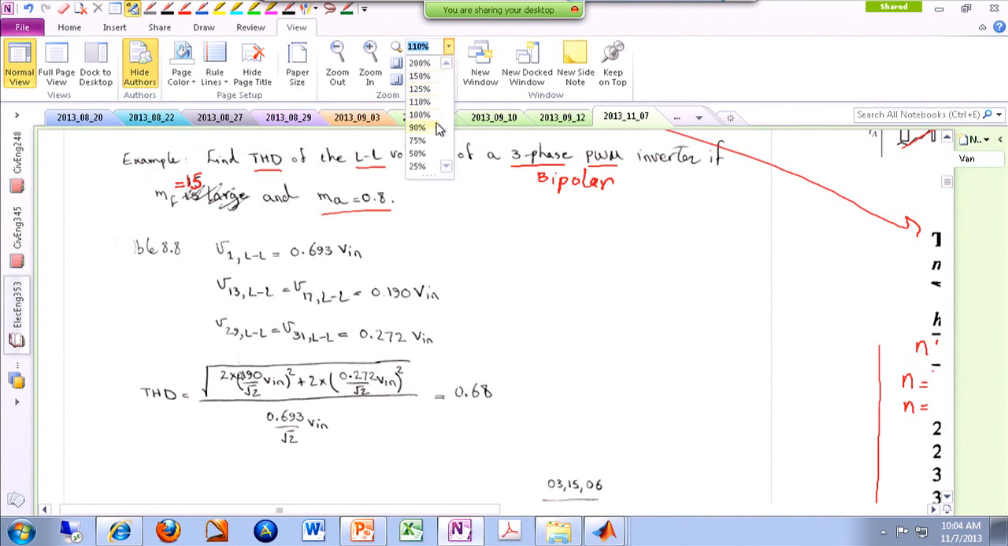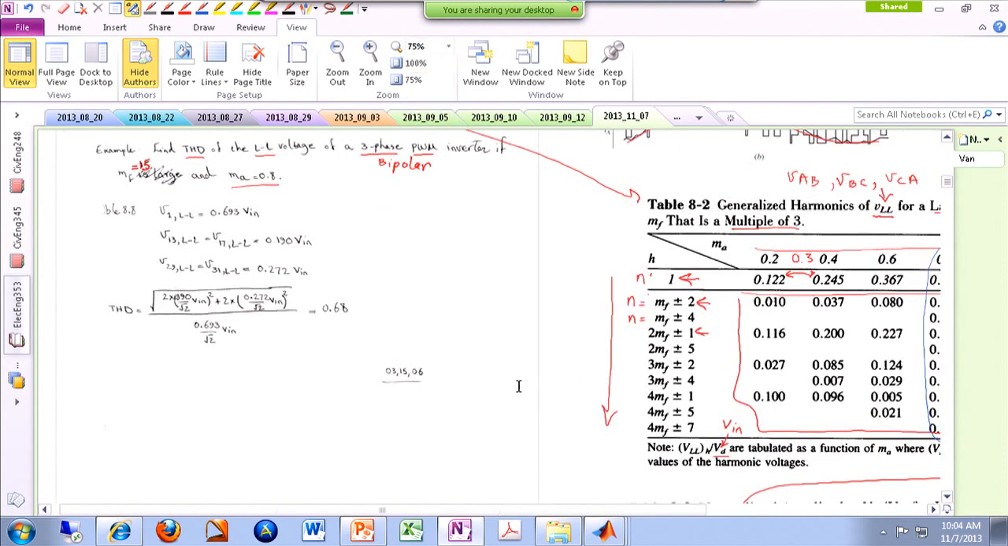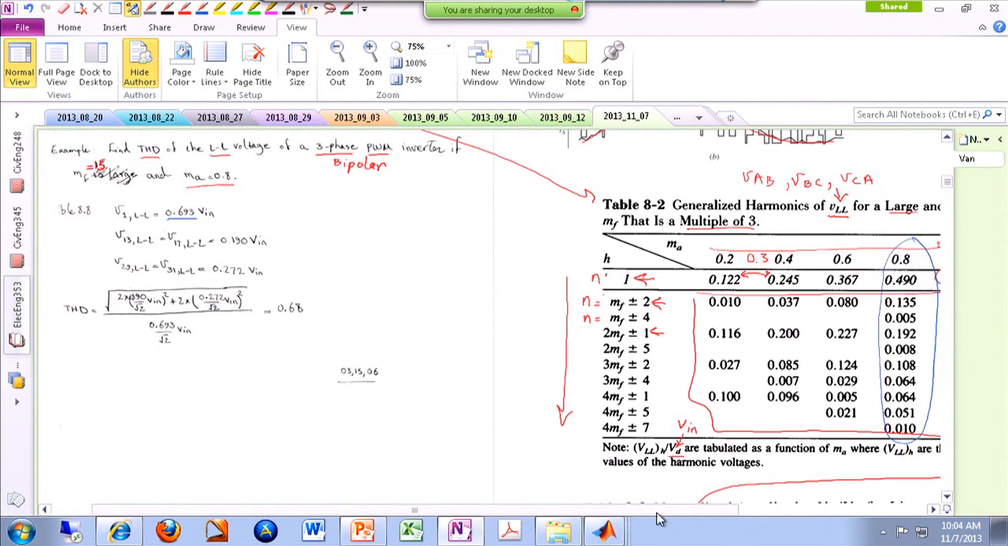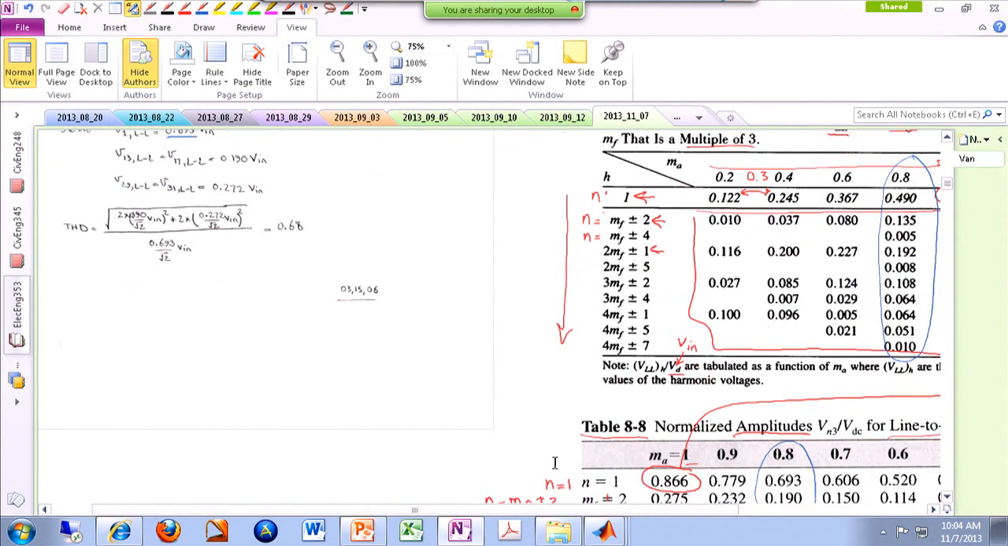All right, so looking at that table, let me make it smaller again. The table is suggesting that in terms of peak, or maybe these are RMS, let me check. Yeah, in terms of peak. So actually I'm getting these numbers from here. You can see this 0.693. This is the peak value, or the amplitude value, of your fundamental harmonic of the line-to-line voltage. So actually I'm using this number over here.